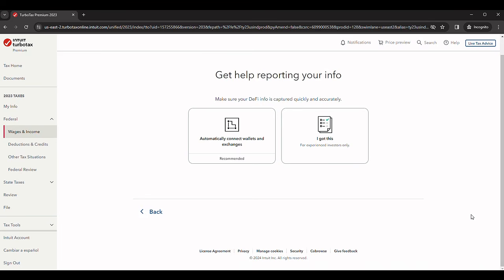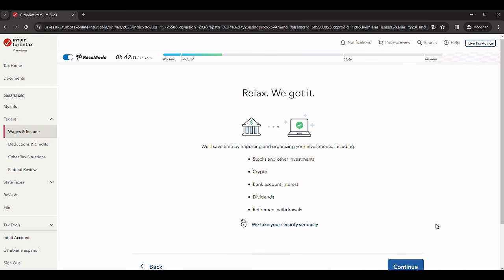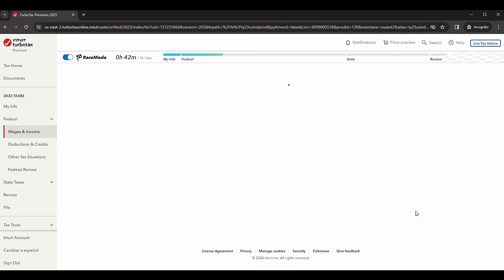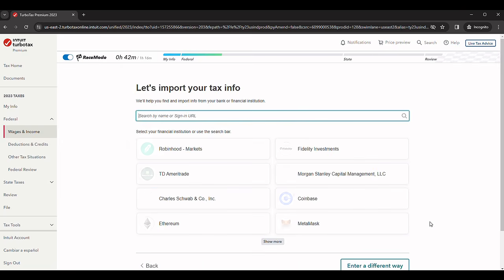Being so nosy. Well, it's really the government. Okay. You can automatically connect your wallet, your exchange. This is for experienced investors only. I got this. All right, I got this. Now they're saying that they got it. Okay, let's just continue. Let's do this.